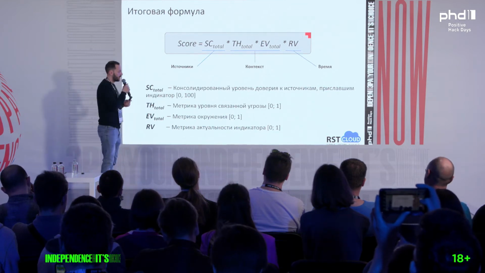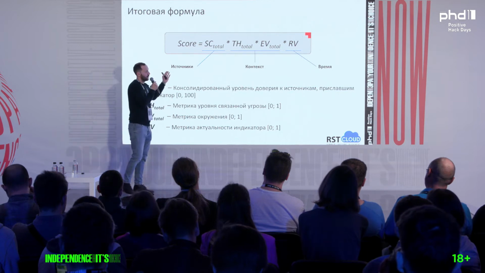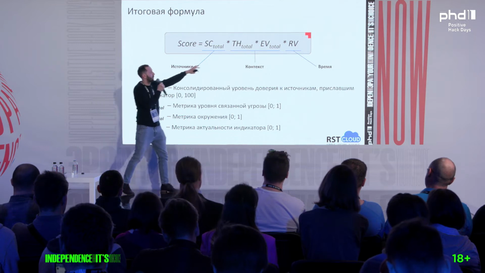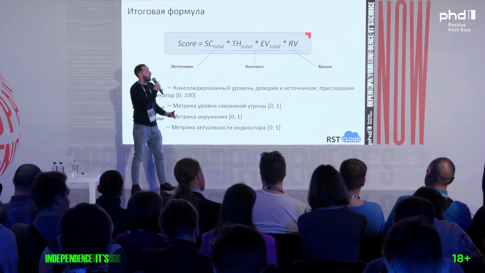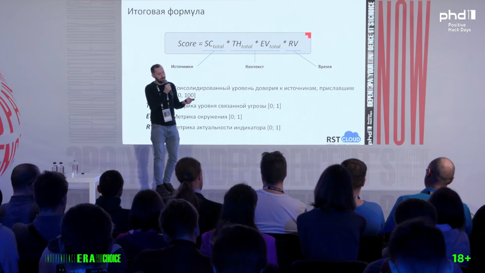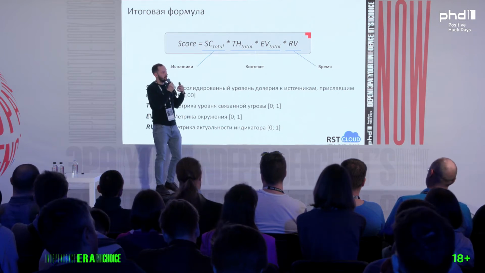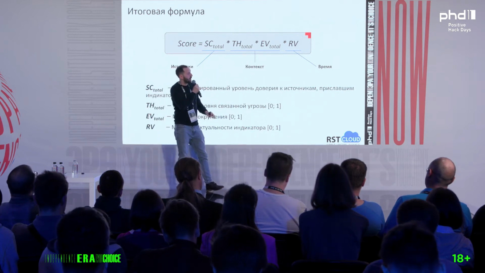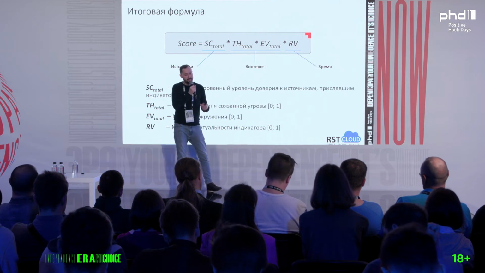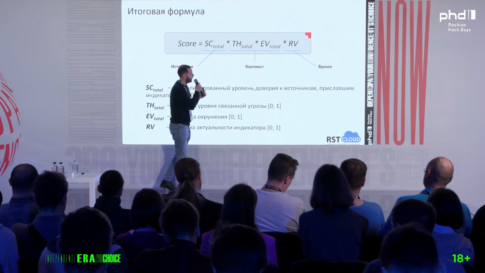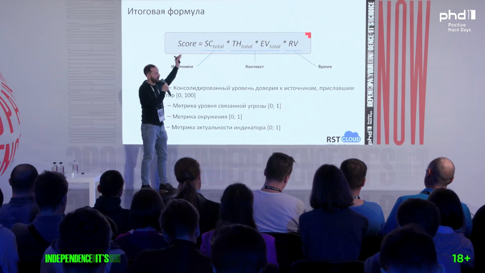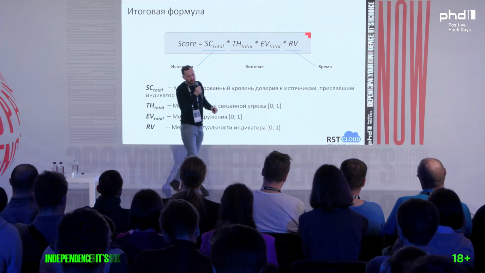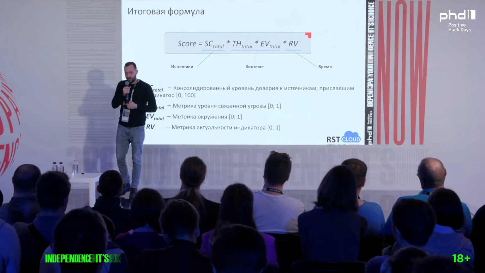All the parameters I talked about are represented here. There's a consolidated trust level, SC total. There are parameters representing the type of malicious activity, and parameters representing the context. And finally, the parameter representing how up to date this indicator is is the one that actually makes sure that this score rots over time, since it depends on time.